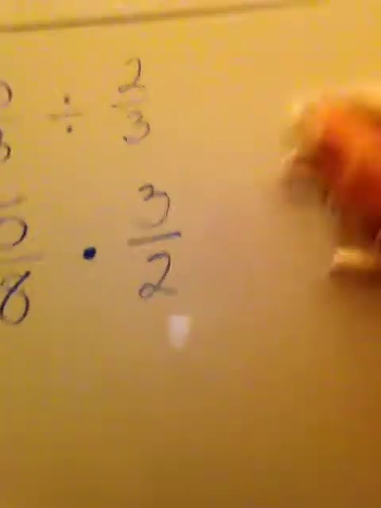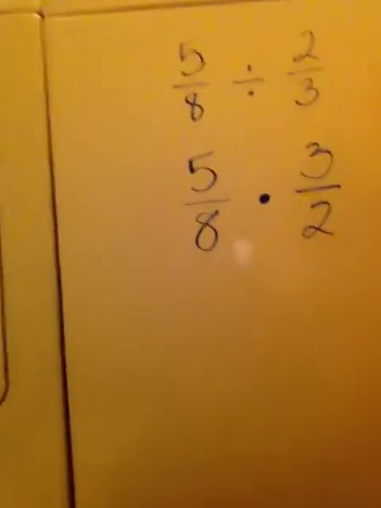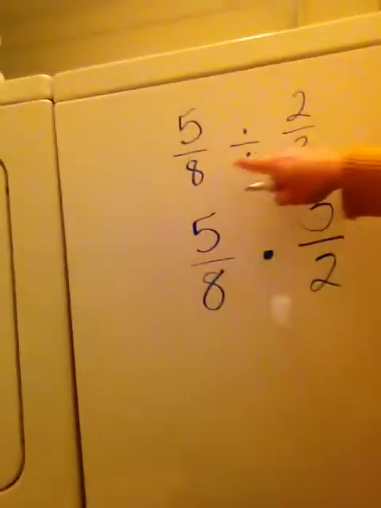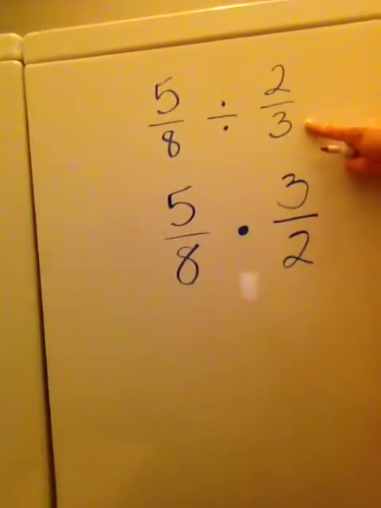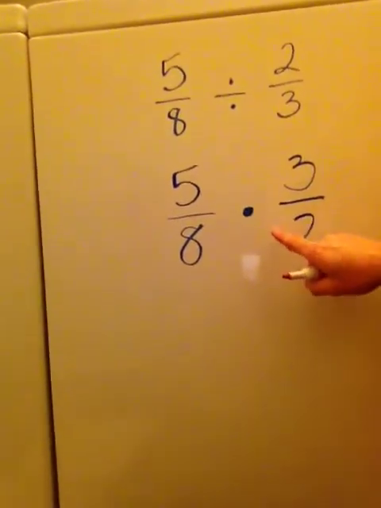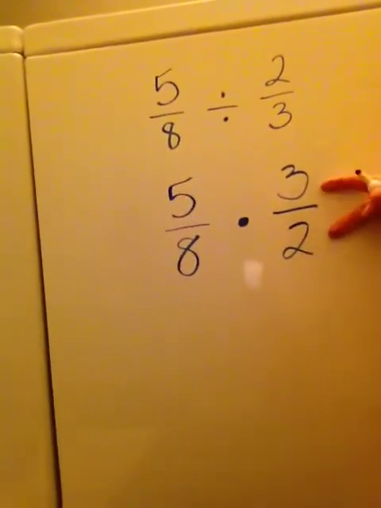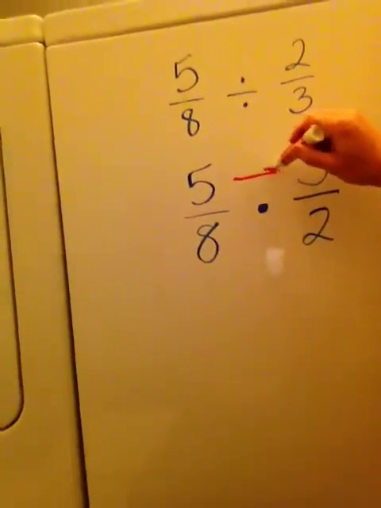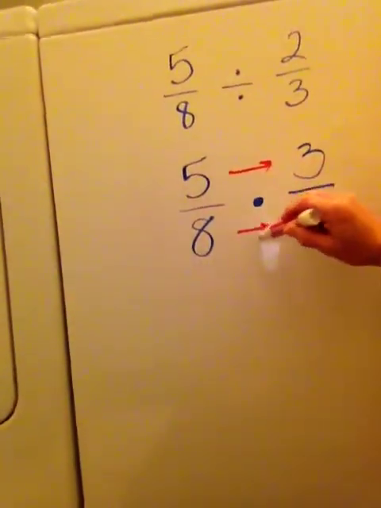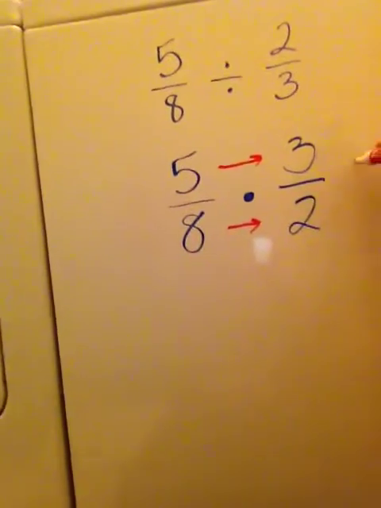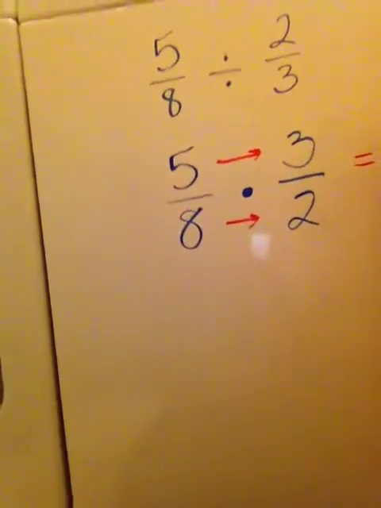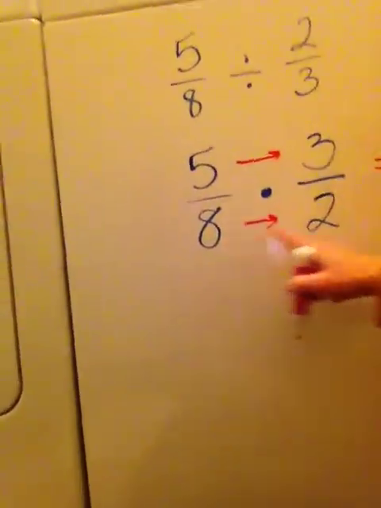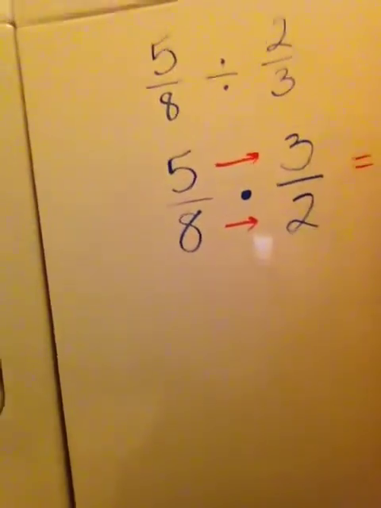Let me show you what we do after we do that. So this was our original problem up here. I had 5/8 divided by 2/3. Didn't want to divide. I changed it to times by the reciprocal. And now it's just multiplication. This is just the lesson from last time. You multiply straight across. Multiply your numerators, and you get 15. Multiply your denominators, and you get 16.